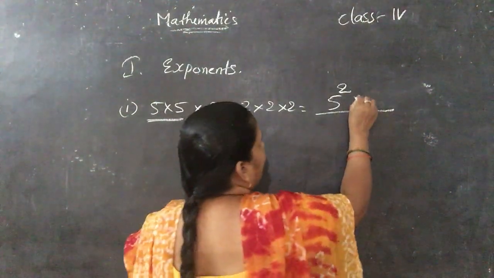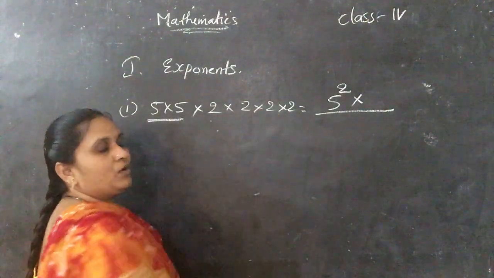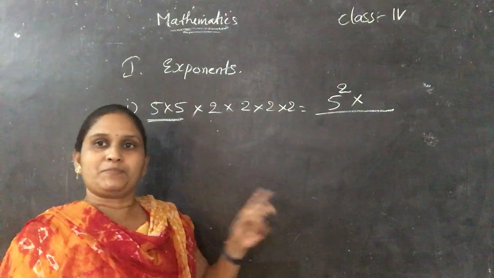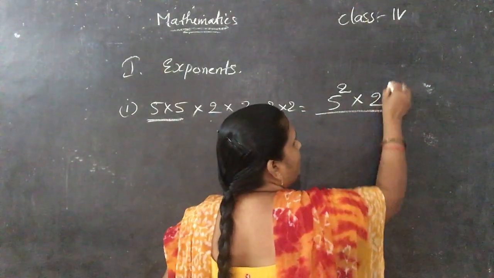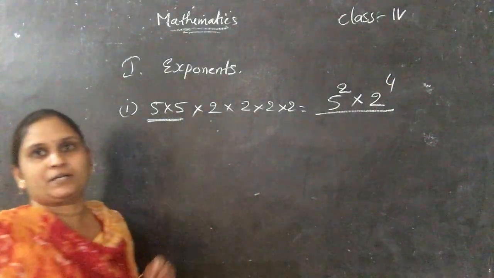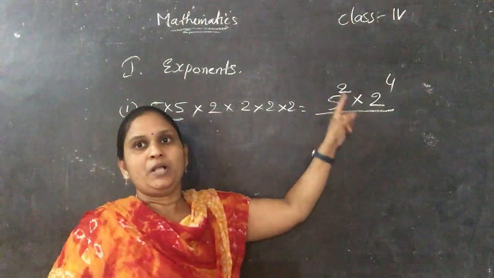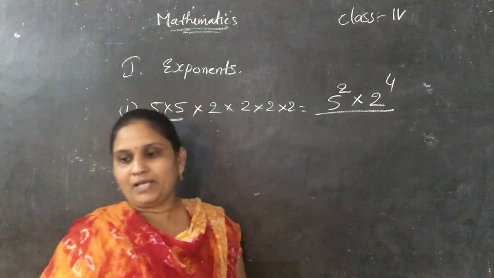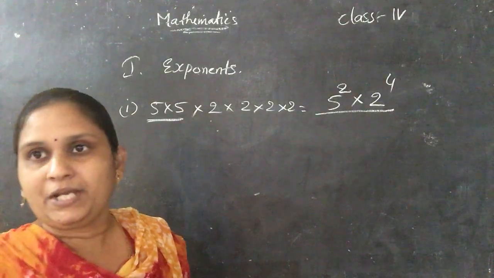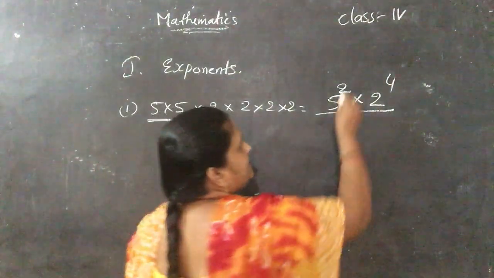And next, which number is repeated? 1, 2, 3, 4. Which number is repeated 4 times? 2 is repeated 4 times. So 2 we write as the base and 4 as the power. So it is 5 square, or 5 to the power of 2, into 2 to the power of 4. Like that we have to write. The remaining B, C, D you have to do like that only, in textbook page number 87.